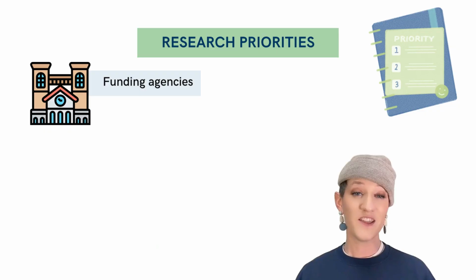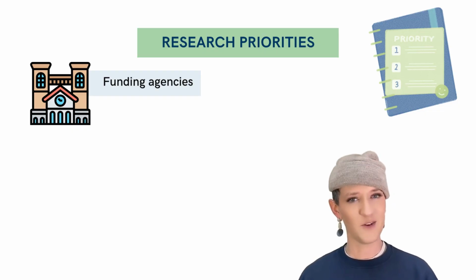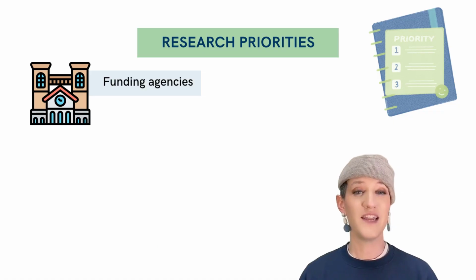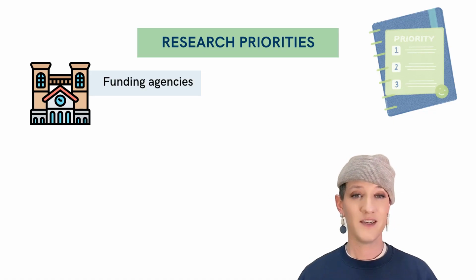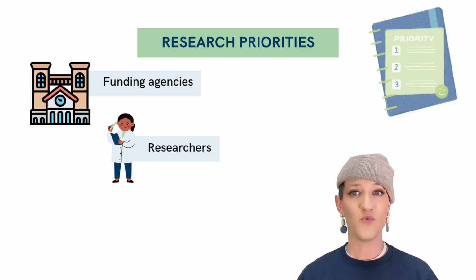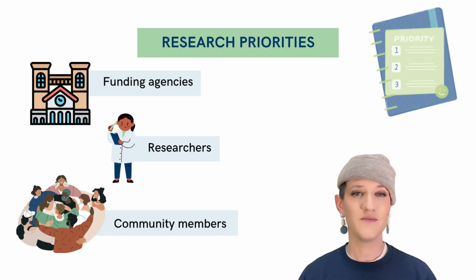Funding agencies set their own priorities of what they care about, and then researchers apply for funding that the funder cares about. This includes places like the National Institutes of Health and nonprofit foundations. Researchers decide what they care about and the research they want to do. And just like research ethics, community members can give input when they are asked, but they can also come together to decide on priorities before someone decides to ask.